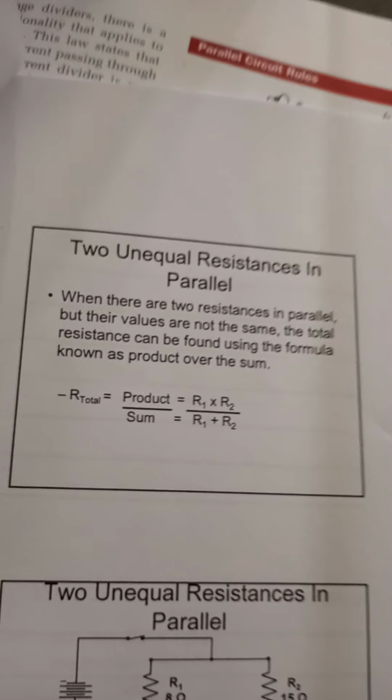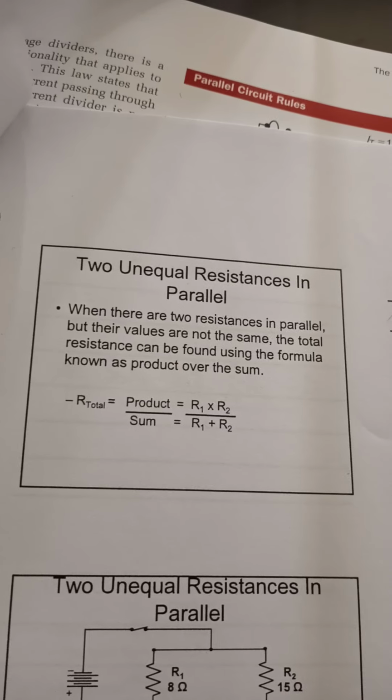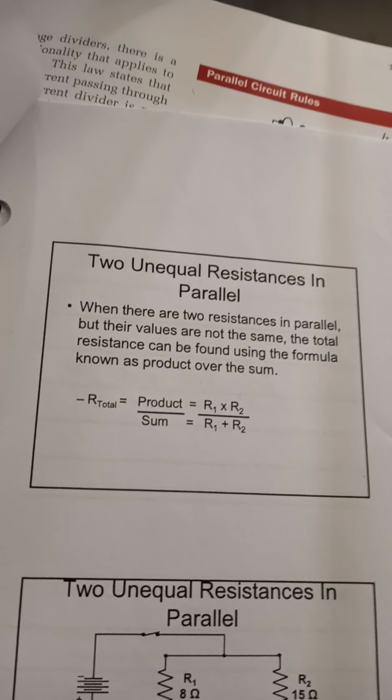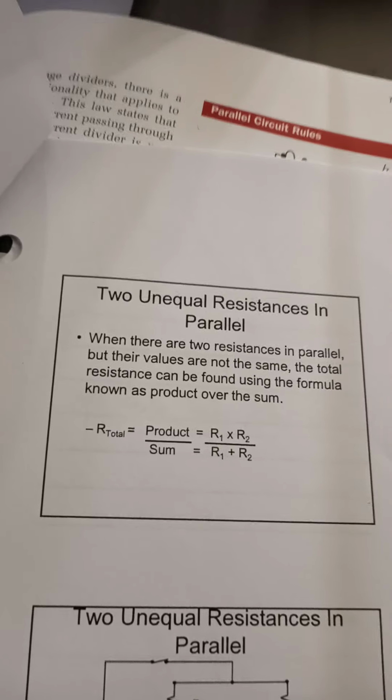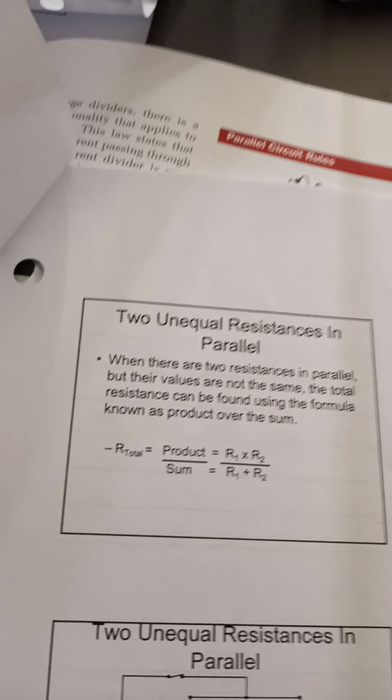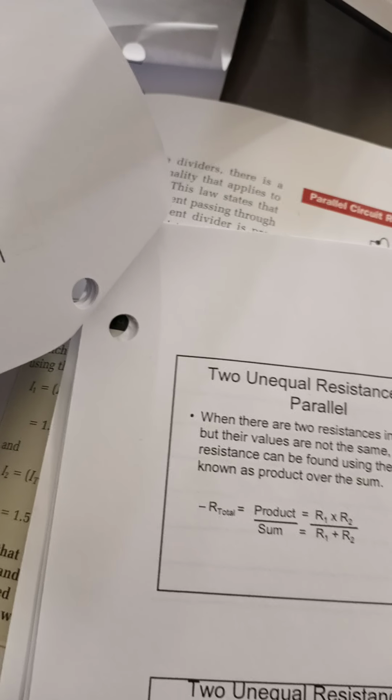Okay, we went over the product over sum method. When there are two resistors in parallel, but their values are not the same, the total resistance can be found using a formula known as the product over sum. The product is multiplying them, over the sum, the addition of them. So like R1 times R2 over R1 plus R2. It will give you the resistor total. That's how you can put the two together. You can use that for more complicated problems. I saw some examples of that in the book. I'm going to see if I can get to.